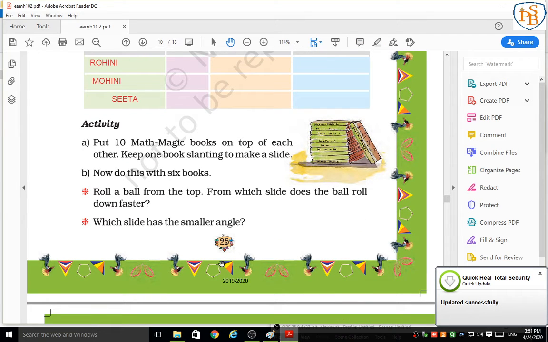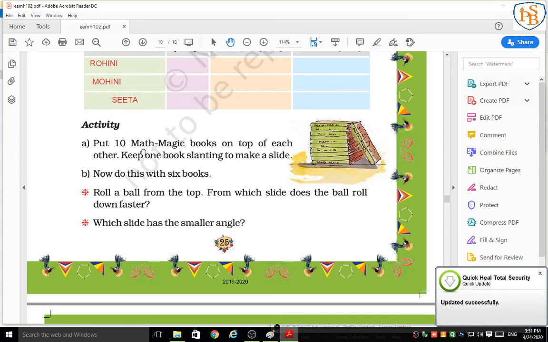Again we have one activity, easy for us. What is the activity? Put 10 math magic books on top of each other. Then keep one book slanting to make a slide. Here you have to put 10 math magic books, and you have to keep one book slanting to make a slide. Okay, this one activity is over.